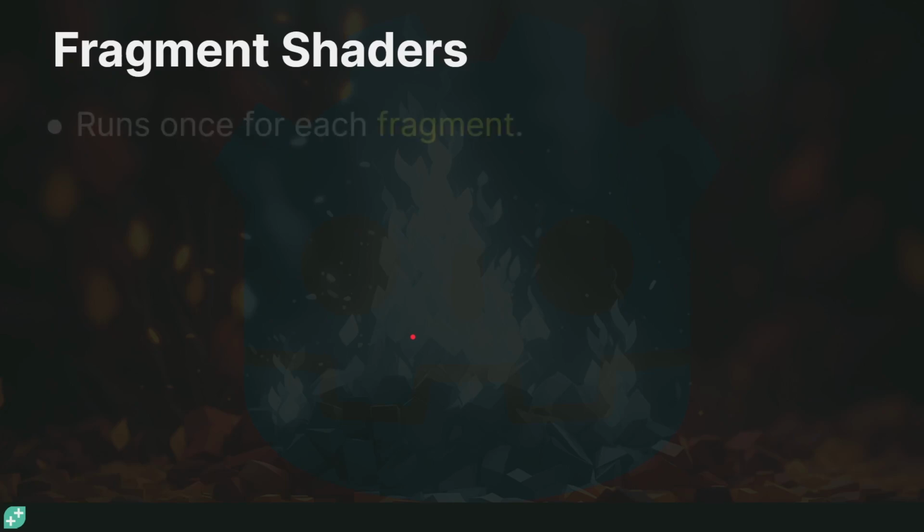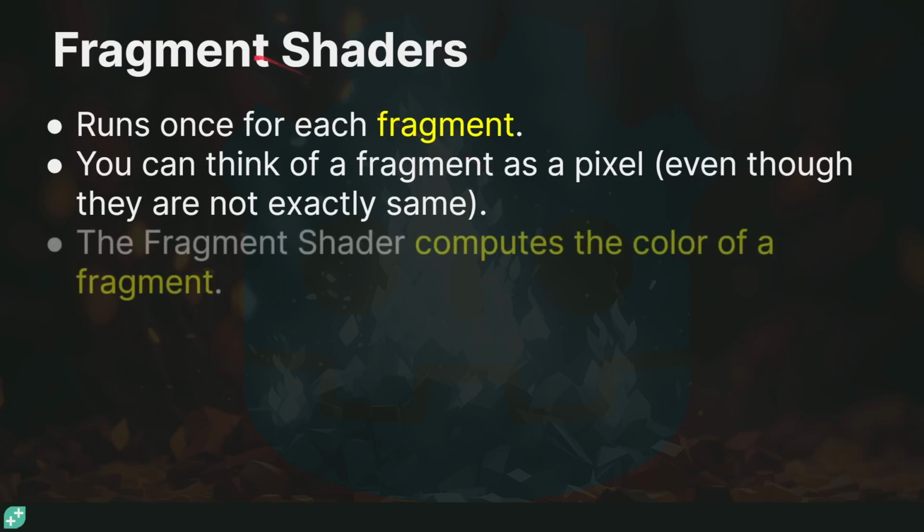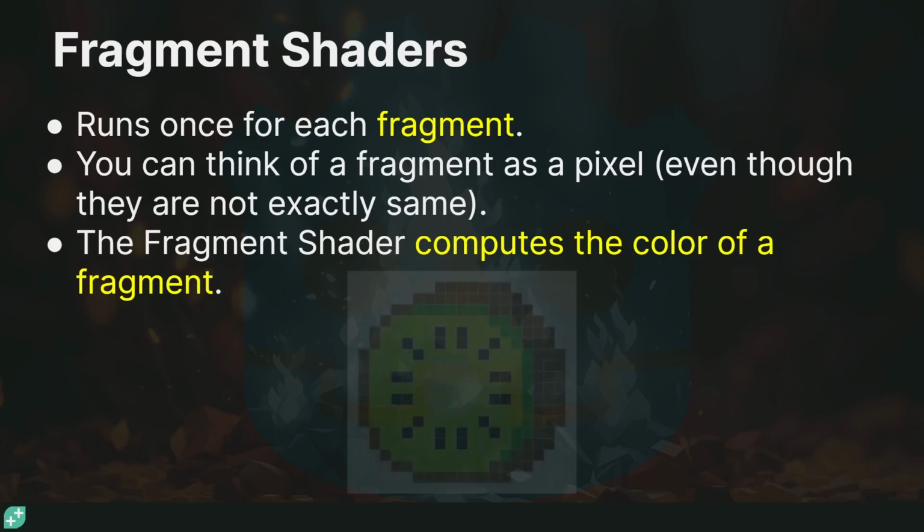The fragment shader is similar. It also runs once for each fragment this time, instead of vertex. And what's a fragment? You could think of a fragment as a pixel, even though they're not exactly the same, but for the most part, you can think of it as a pixel and you'll be fine. So once we get to the fragment shader, this is after rasterization, so now we're working with pixels instead of vertices. And the fragment shader is used to compute a color for each one of these pixels.